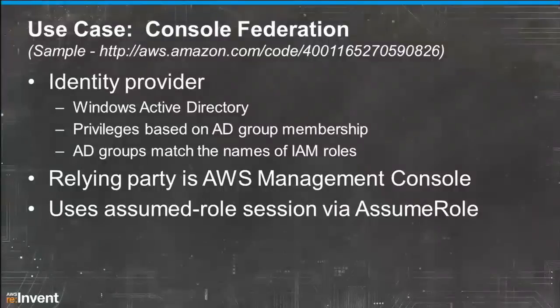So the use case that we looked at the beginning was console federation. Once again, I'll put the URL up there in case you guys want to download the code and play with it. Similar scenario, the identity provider is Windows Active Directory. The privileges are based on AD group membership. And then in this case, the AD group must match the name of the IAM role. The relying party, of course, is AWS, but in this case, it's the management console. And the difference in this use case is that we're using assumed role session via assume role.